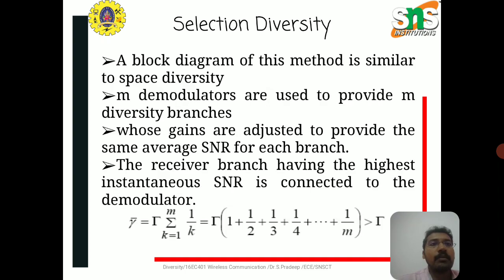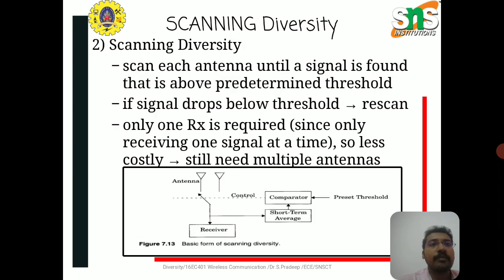A block diagram of this method is similar to space diversity. M demodulators are used to provide M diversity branches whose gains are adjusted to provide the same average SNR for each branch. The receiver branch having the highest instantaneous SNR is connected to the demodulator.